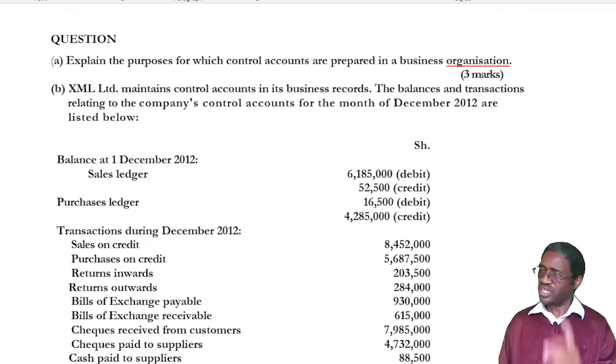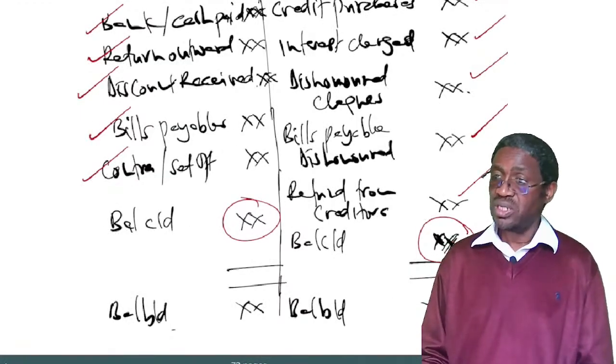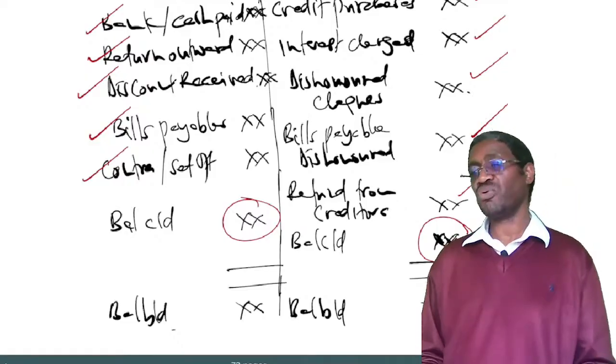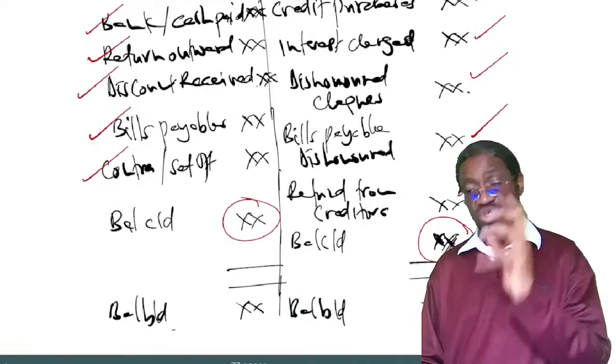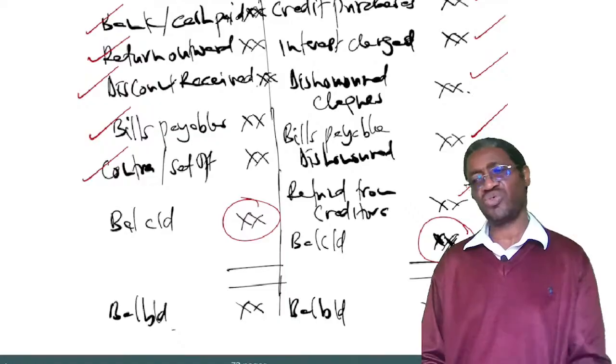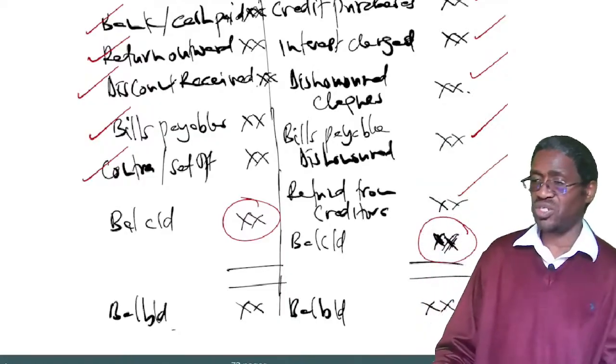Don't forget, I told you, the balances of preparing the control accounts are picked from the totals of the ledgers. Therefore, we are saying if the trial balance, we said it's like a trial balance, if they don't agree, then of course you know there will be a fraud, or there could be a fraud somewhere.